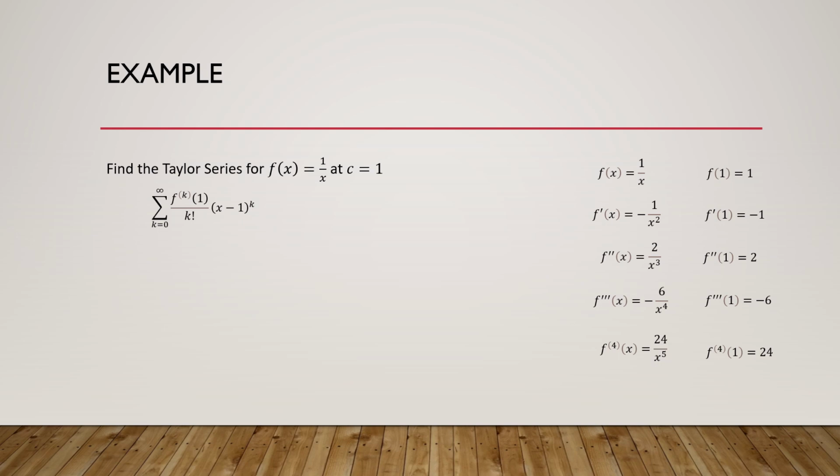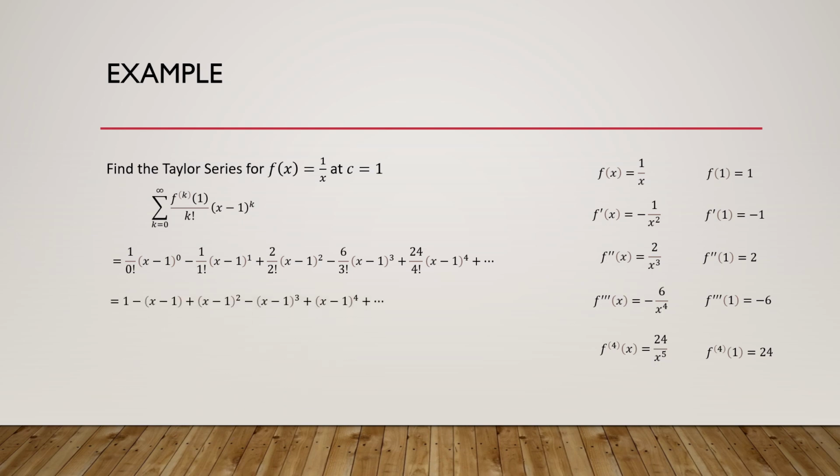Putting together the series for the first 5 terms gives us 1 over 0 factorial times the quantity of x minus 1 to the 0 power, minus 1 over 1 factorial times the quantity of x minus 1 to the first power, plus 2 over 2 factorial times the quantity of x minus 1 squared, minus 6 over 3 factorial times the quantity of x minus 1 to the third power, plus 24 over 4 factorial times the quantity of x minus 1 to the fourth power.